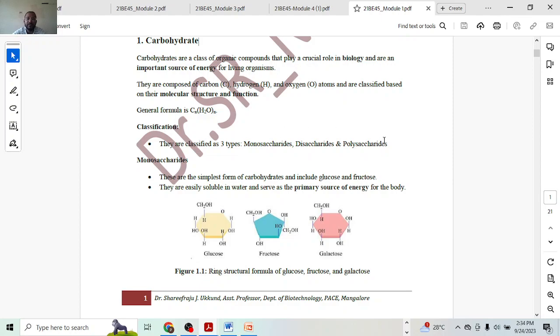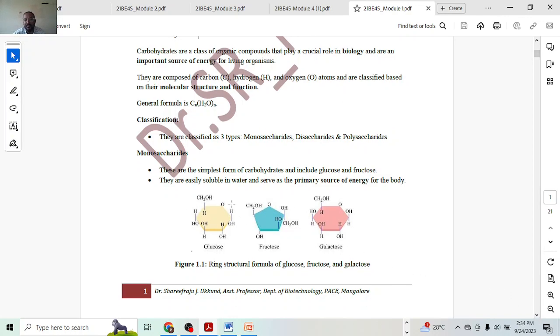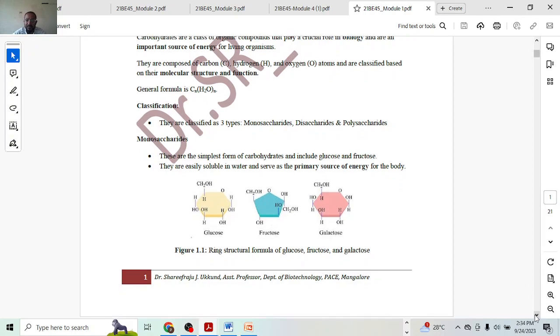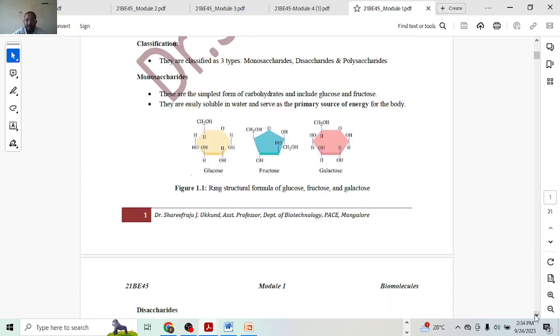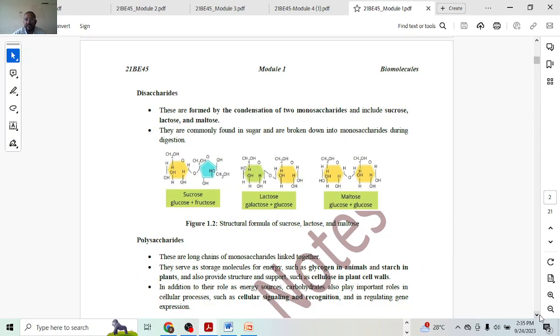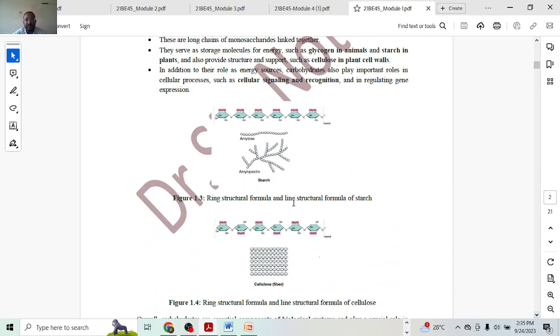All these 3 will have marks each, but they also have examples like glucose, fructose, galactose. You don't have to write the structure here. I have written it for your understanding. If you remember, you can write it, not a problem. Those are very simple structures, but you have to mention glucose as an example for monosaccharides, and an example for disaccharides, and then an example for polysaccharides.